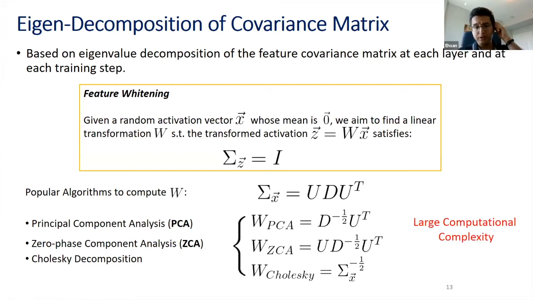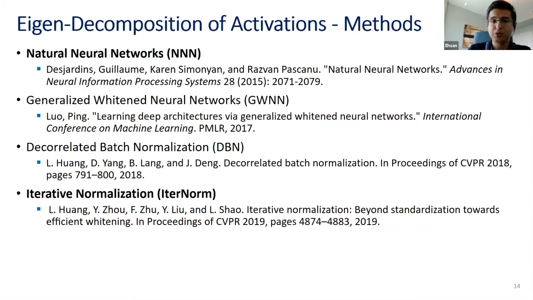But the problem here is that these methods are computationally very complex. In terms of computational complexity, they are usually of cubic order, and that's why we need very efficient methods to find the whitening matrix. In the literature, you can find many works in this area, but one that I was really interested in is a great paper by Google, Natural Neural Networks. I'm going to talk about that one in the next slides, but there are also other papers proposing other methods.